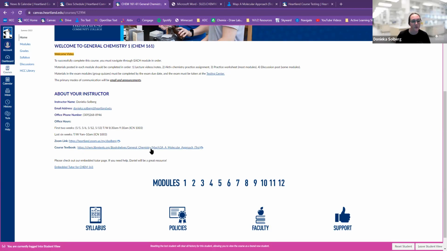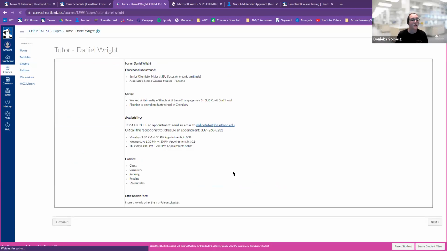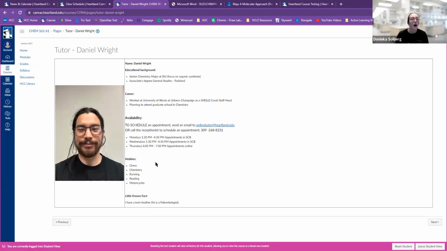And then this is the textbook, which is free online. We also have an embedded tutor. His name is Daniel. If you check out his embedded tutor page, I don't think he's updated his hours yet, but he's very knowledgeable, very helpful, and very good at explaining things, especially if you need something explained a different way than how I explained it. Shoot him an email. You can meet up with him.